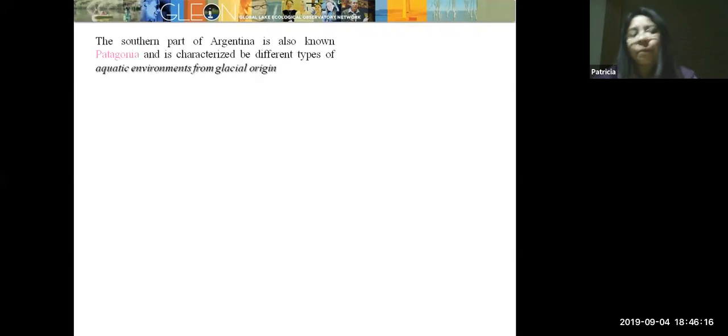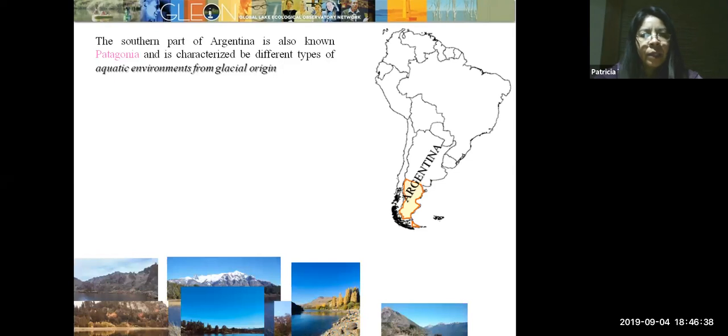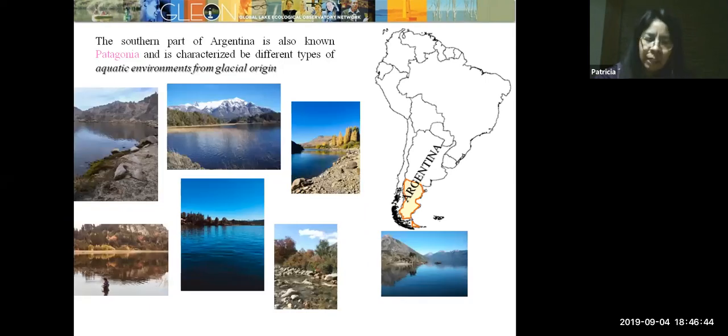Okay. The southern part of Argentina is also known as Patagonia. It's a region that is shared by two countries, Argentina and Chile, and it's characterized by a different type of aquatic environment, most of which are of glacial origin. This is a map of South America. This is the southern part of Argentina, which is Patagonia, but Patagonia is also named in Chile. So we have different types of environments that include shallow lakes, deep lakes, streams, big rivers, and very big deep lakes.